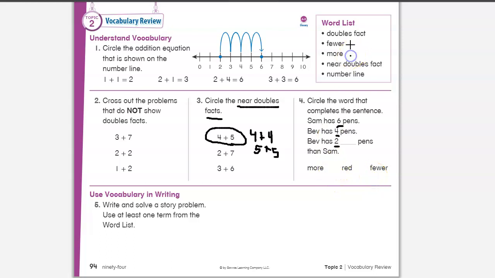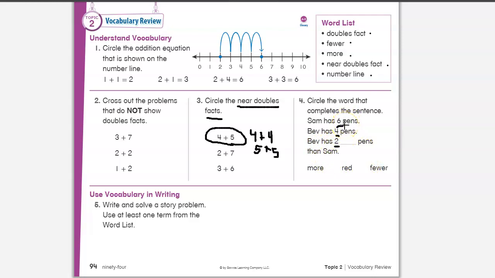So the words more and fewer are also in our word list of all the words we have been going over. So we are going to find the word that would best fit in the blank. So if Sam has 6 pens and Bev has 4 pens, our sentence says Bev has 2 blank pens than Sam. So does Bev have 2 more pens than Sam? Does Bev have 2 red pens than Sam? Or does Bev have 2 fewer pens than Sam?